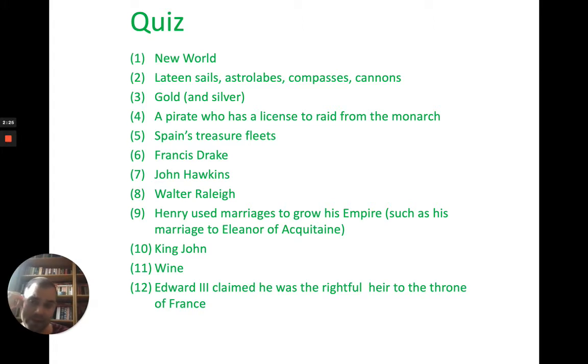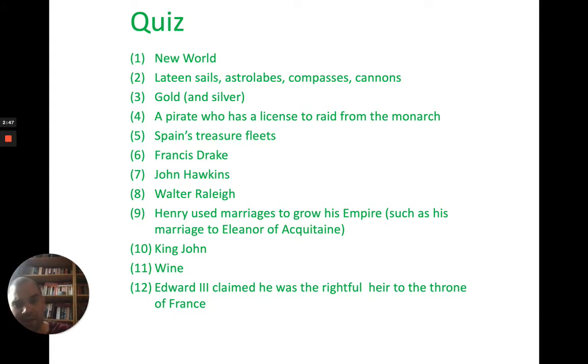Right, the Spanish were mainly interested in gold. Well, that was the main resource they extracted from the Americas at first. A privateer was a pirate who had a license to raid from the monarch. Remember, monarch is the name for the king or queen. So monarch is gender neutral. So a pirate who has a license to raid from the monarch. So they're just a pirate with a license, basically.